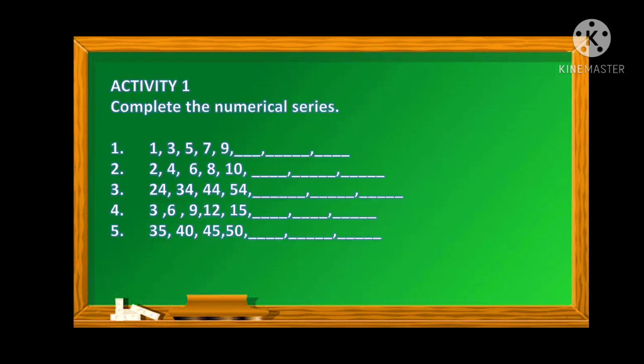Let us now proceed with what you have learned about formulating the rule in finding the next term in a sequence. Open your learning activity sheet or paper and let us all answer activity number 1. We'll read the direction. Complete the numerical series: 1, 3, 5, 7, and 9. What comes next? Give 3 terms for each number. You have 2 minutes to answer and then we will answer it one by one. Okay, your 2 minutes will start now.